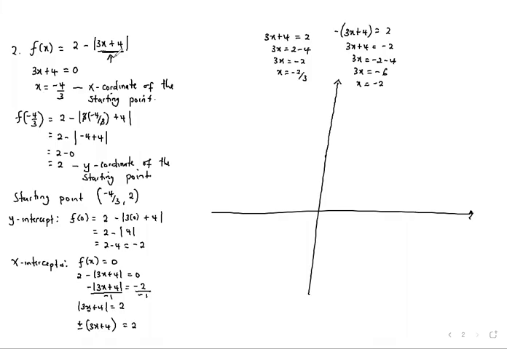There we are looking for the starting point. Okay. It was negative 4 over 3. That's what it was. And so, we can have our sketch. Our sketch is like this.